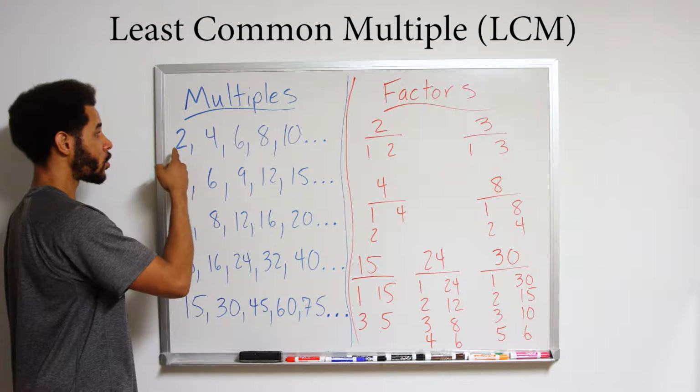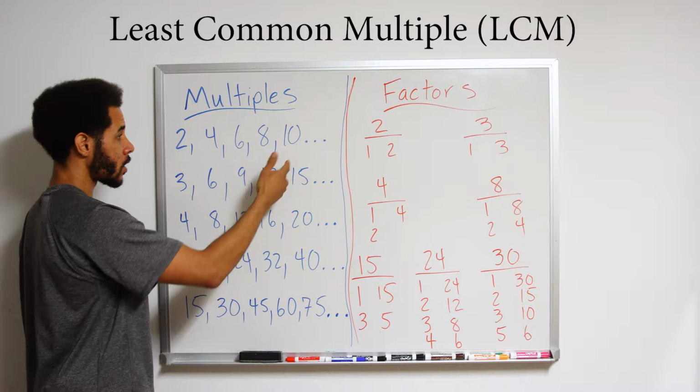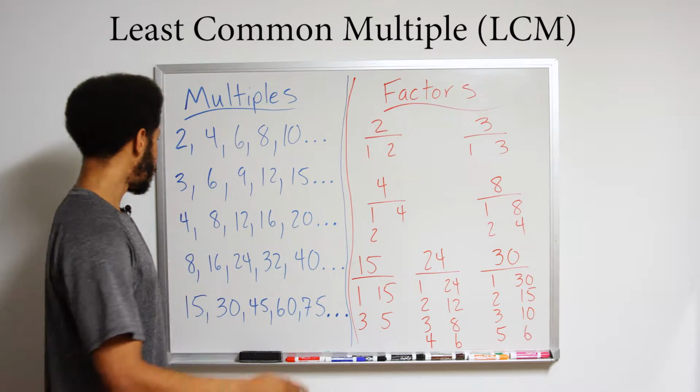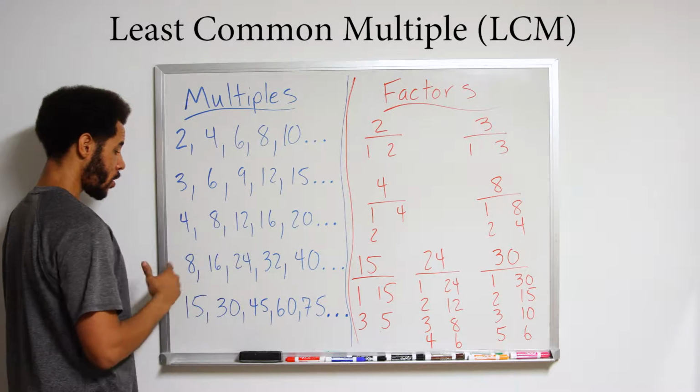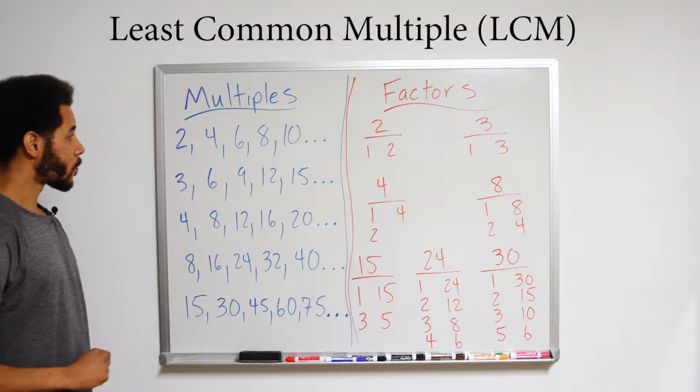So the first multiple of 2 is 2. Second multiple is 4. Third multiple is 6, 8, 10. We learned how to count by twos a long time ago. Here are multiples of 3, 4. Skipped 5, 6, and 7 to go to 8. And then here to 15.